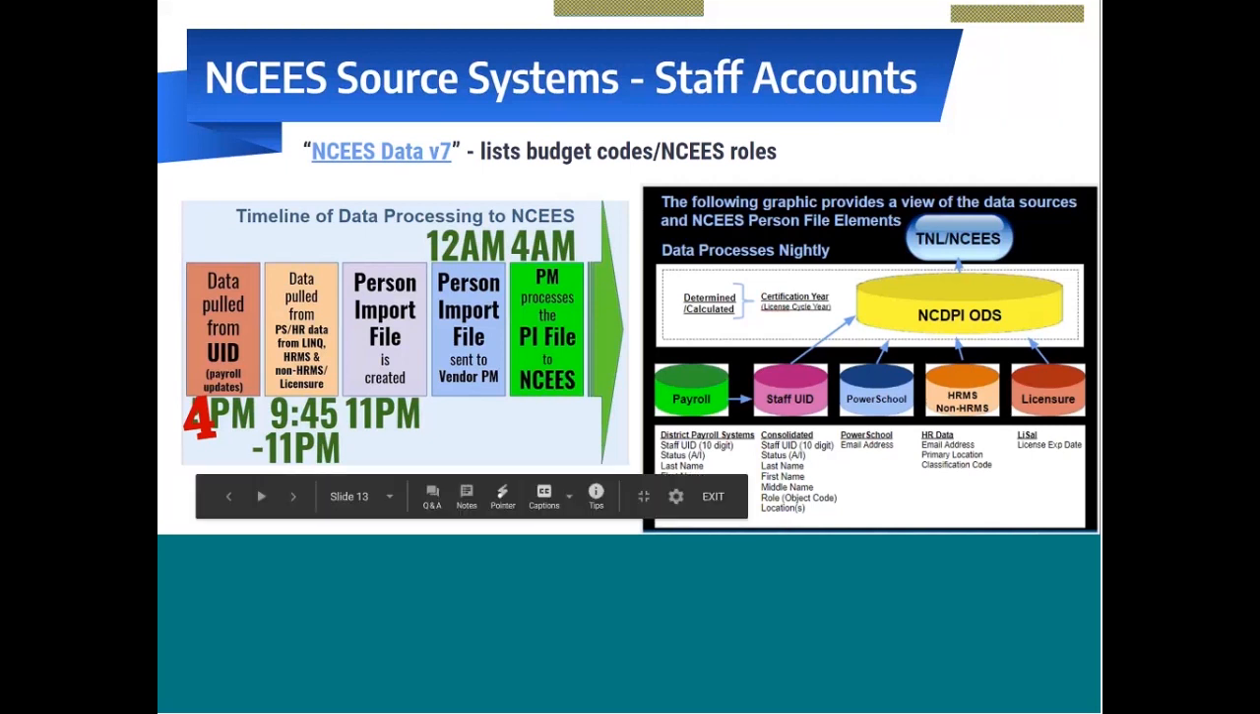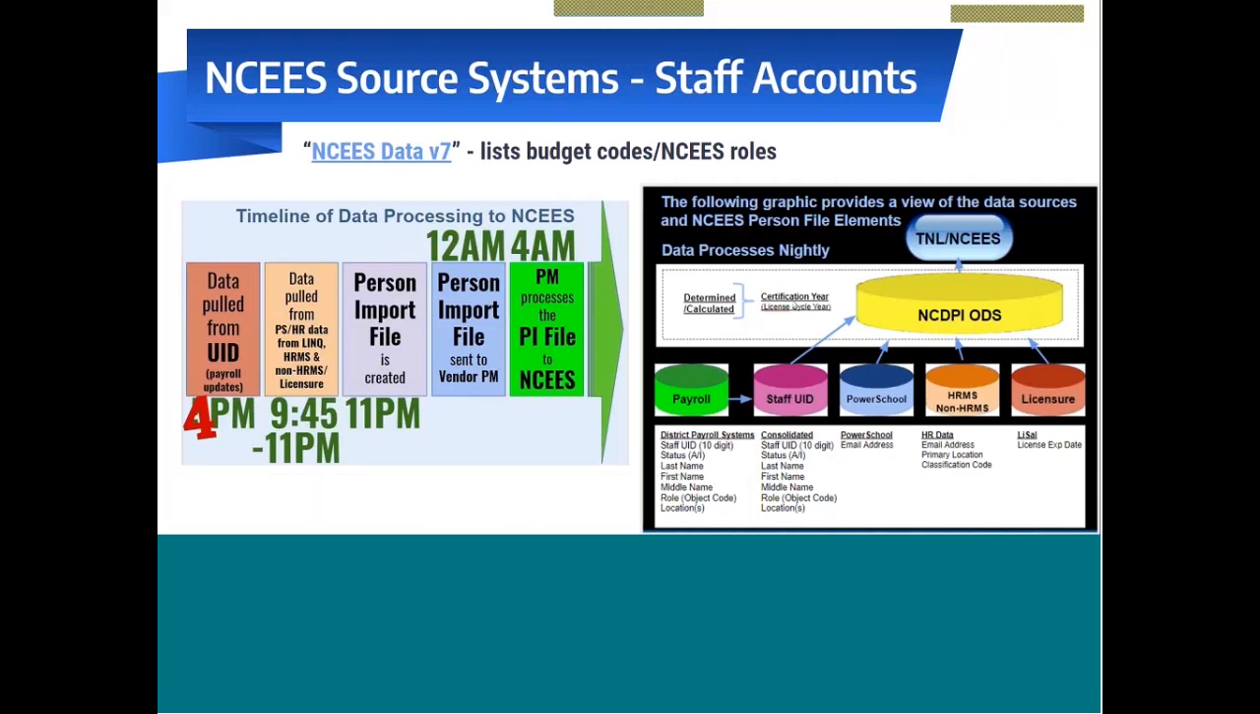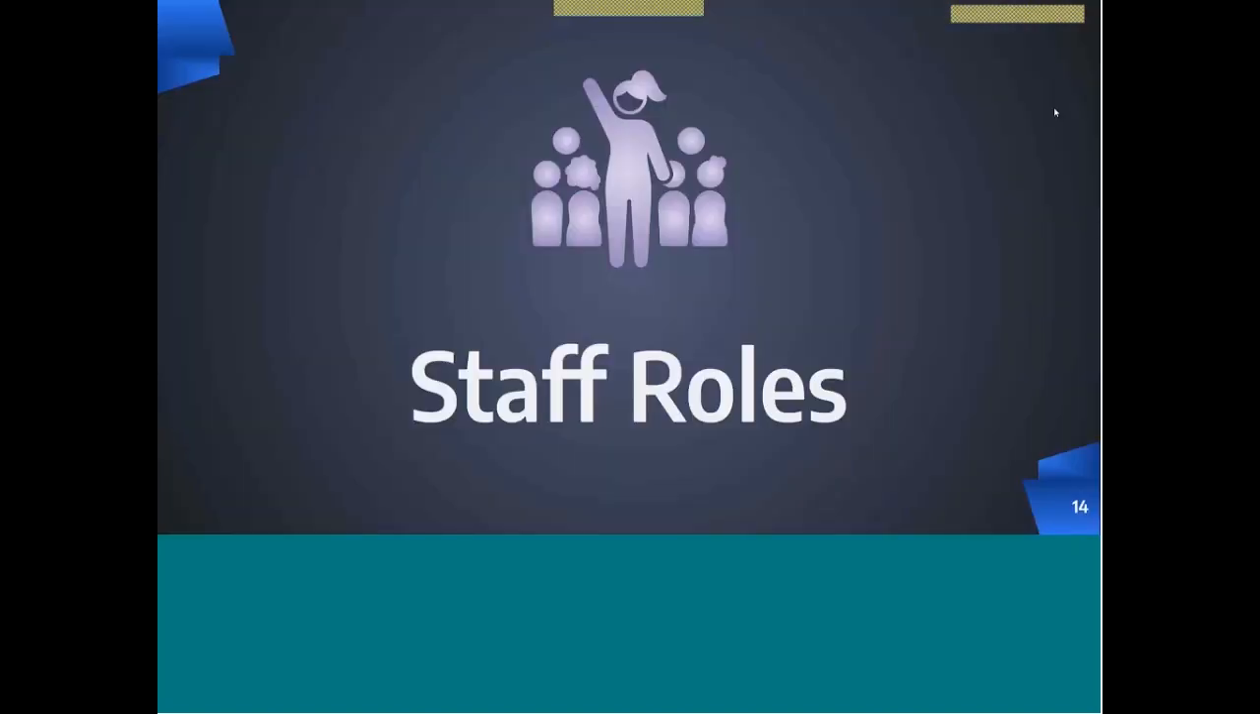And then that licensure expiration date comes in. That is needed to help calculate that licensure certification year. All that's put together and becomes that NCEES person import file. All right, any questions before we go on about staff roles?